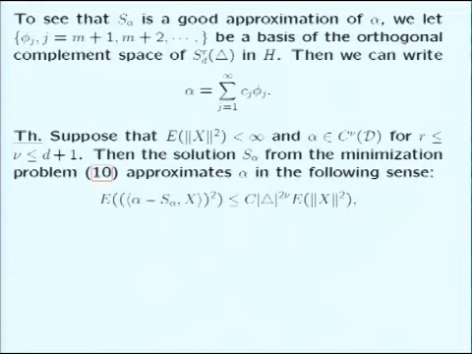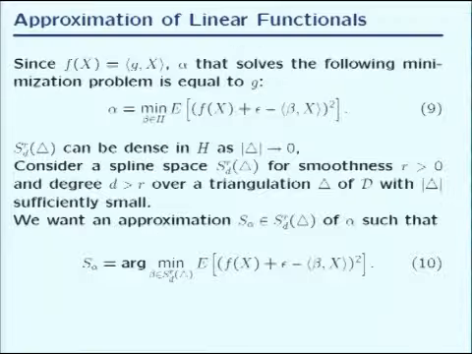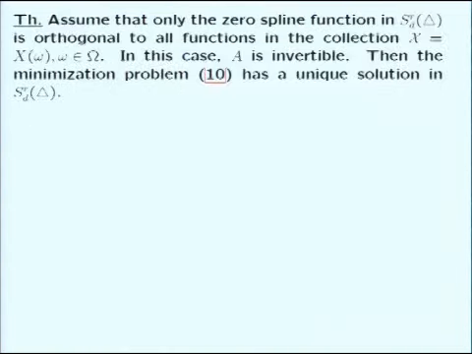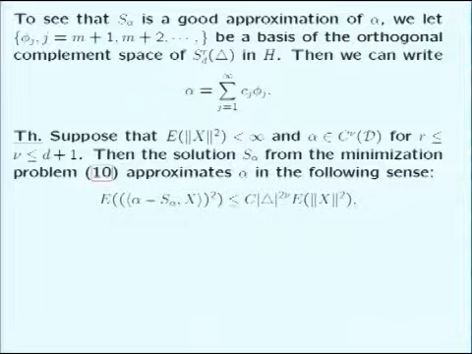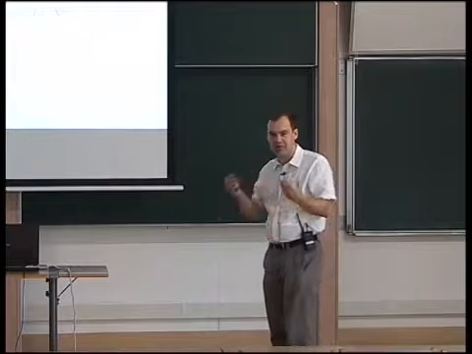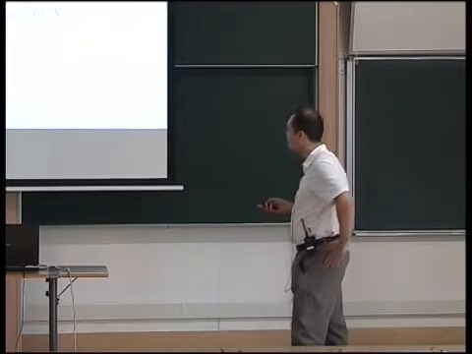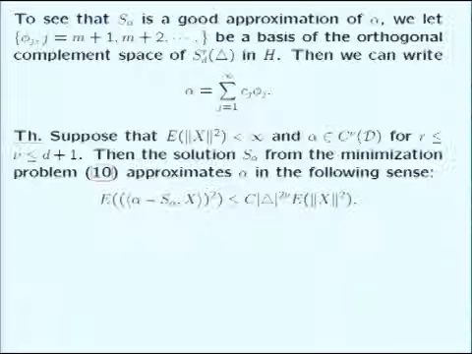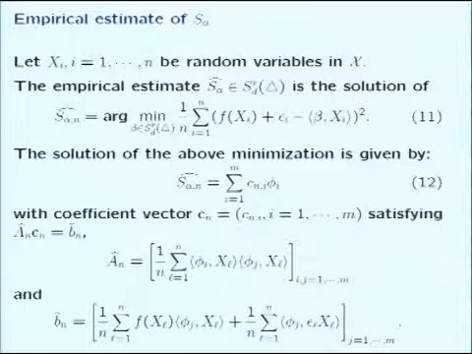You see that alpha, the quantity of interest, minus S alpha, the approximation in the spline space of alpha, the expectation of the scalar product is smaller than a certain value. We would prefer to have alpha minus S alpha in some norm smaller than something, but we didn't reach that point. And now we can look at empirical estimates.